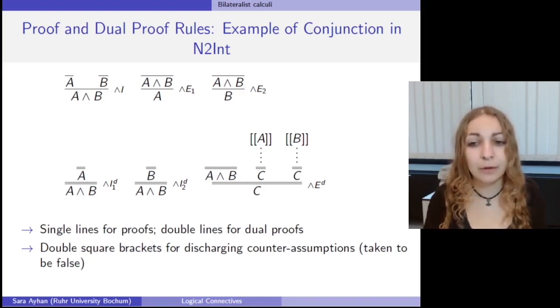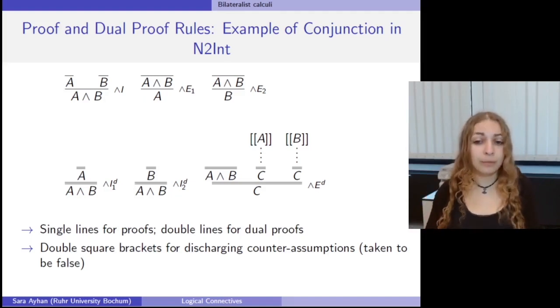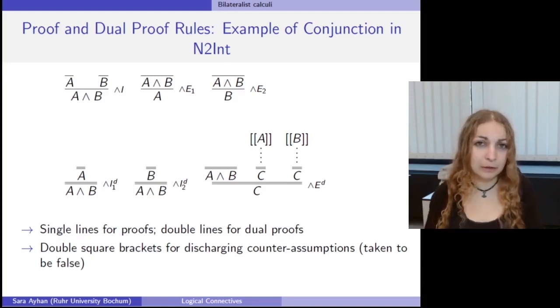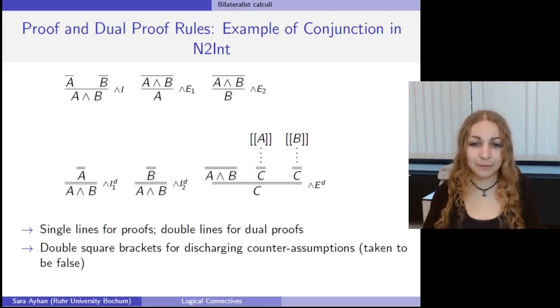The same for B, for example. And for the elimination rule, this tells you what you can infer from a refutation of A and B. You can see already that this looks very much like the rule for disjunction. This is because conjunction and disjunction are dual connectives.